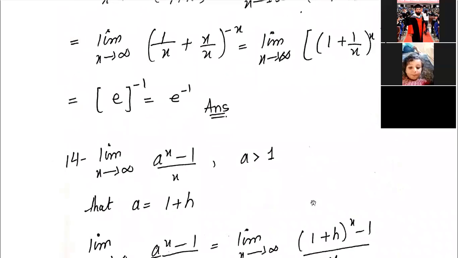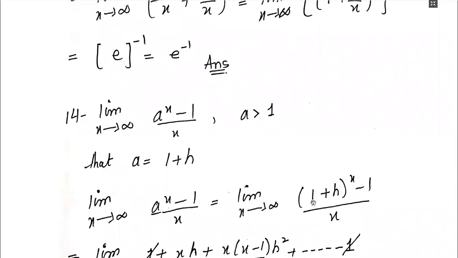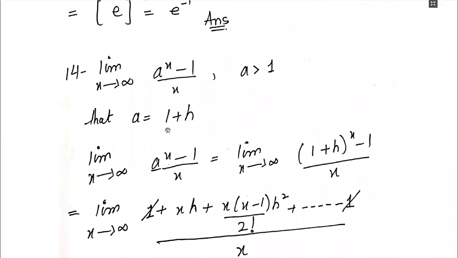Okay, in question 14, limit x tends to infinity, (a^x - 1)/x, where a is greater than 0. Now here in the first step, if you apply the direct limit as x tends to infinity, you get infinity upon infinity. This is an indeterminate form. It means you need to further simplify this. Now suppose a equals 1 plus h.